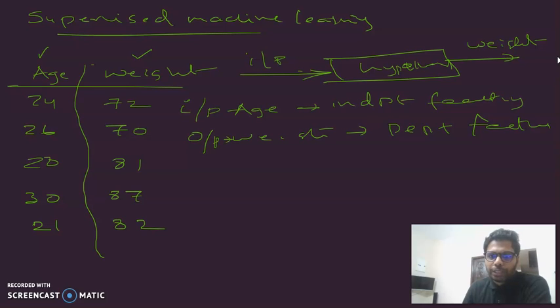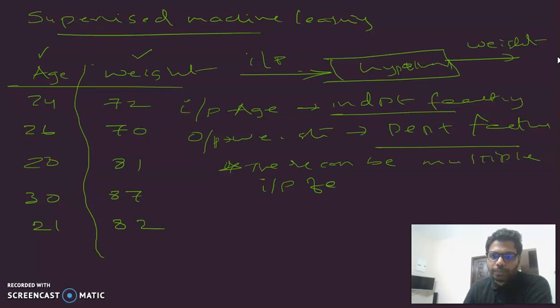And remember one thing: in any kind of machine learning problem, there can be multiple inputs, right? There can be multiple independent features, but there can be only one dependent feature. Please remember this. There can be multiple input features, but there will be only one dependent feature.